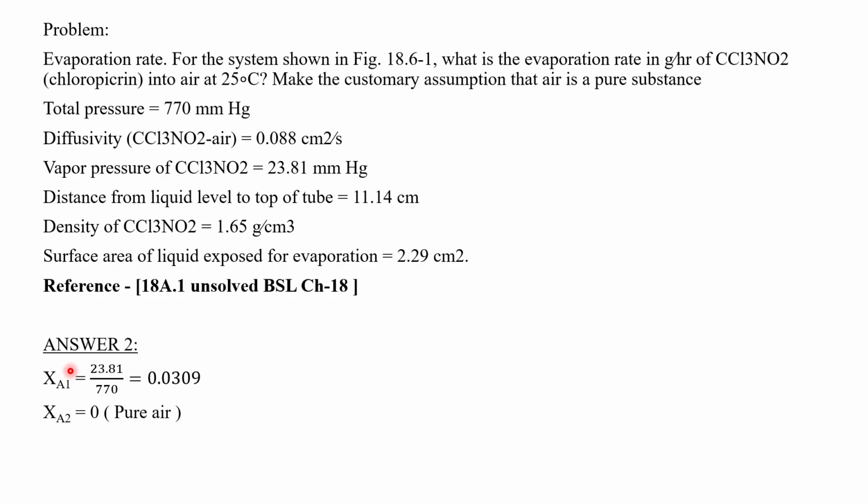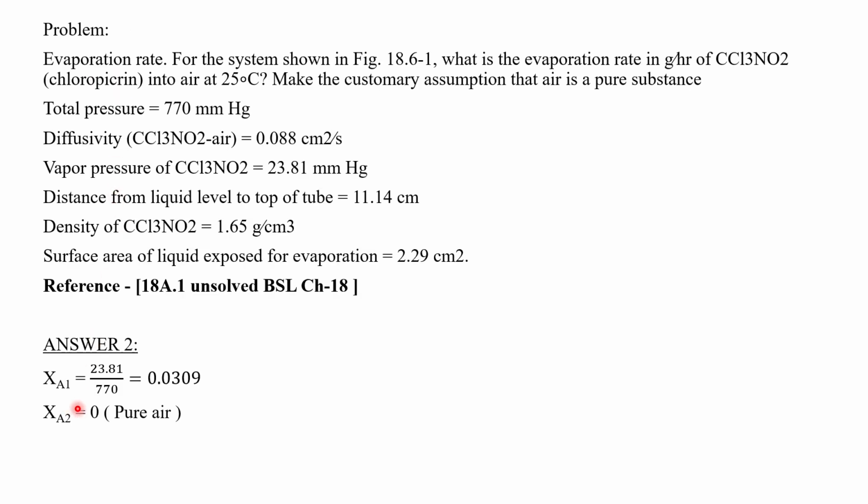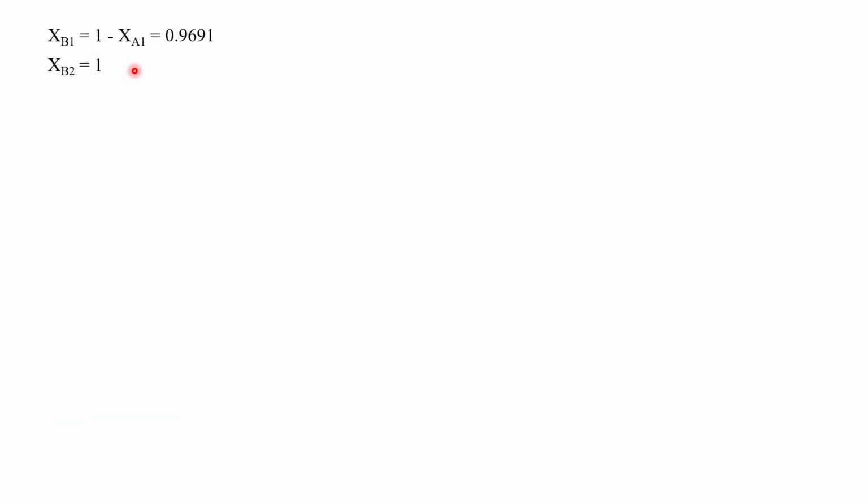We'll start with xA1 at the interface of the liquid and the gas, which will be PA, the vapor pressure of A upon total pressure. We can find the mole fraction, which is 0.0309. xA2 is 0 because it is assumed that air is a pure substance. Next we have xB1, which is 1 minus xA1, equal to 0.9691, and xB2 is 1 because xA2 is 0. So xB2 will be 1 minus xA2, which will be 1.